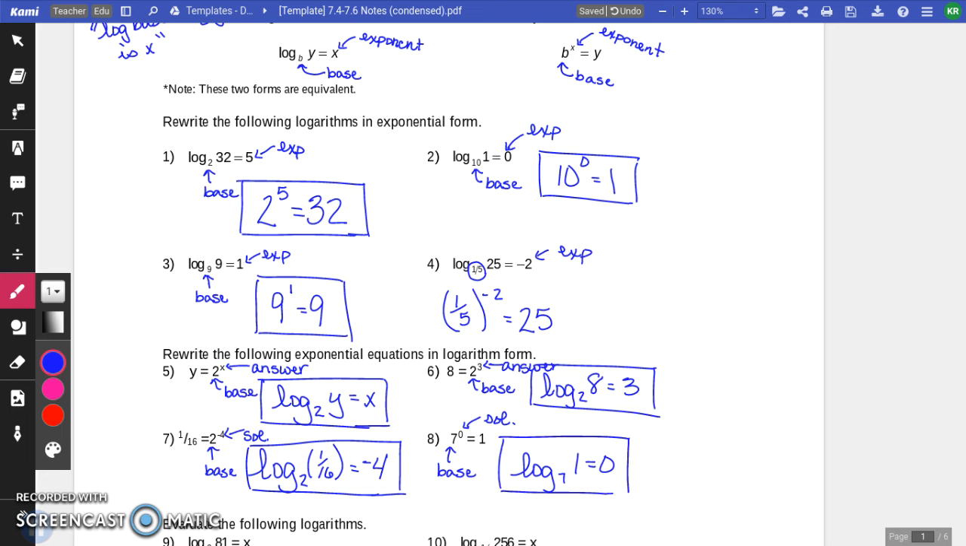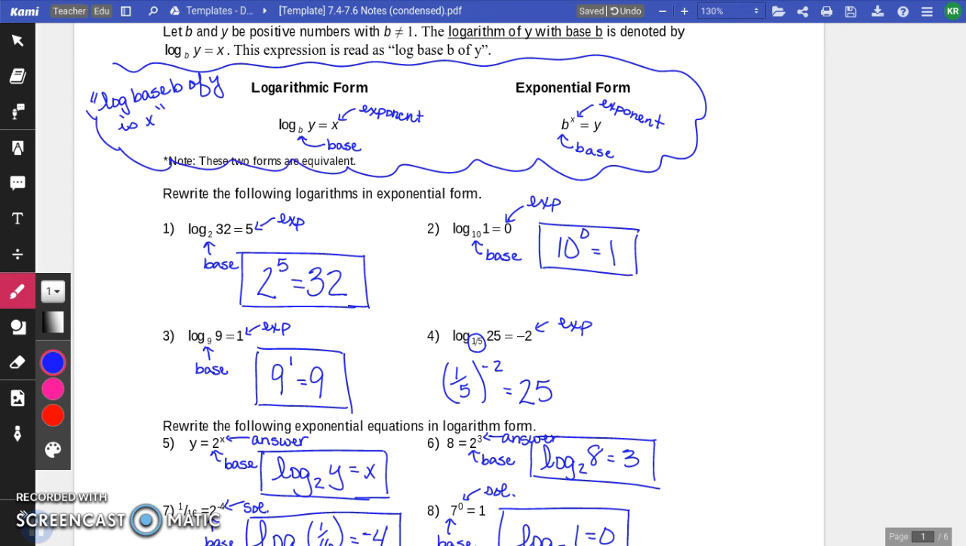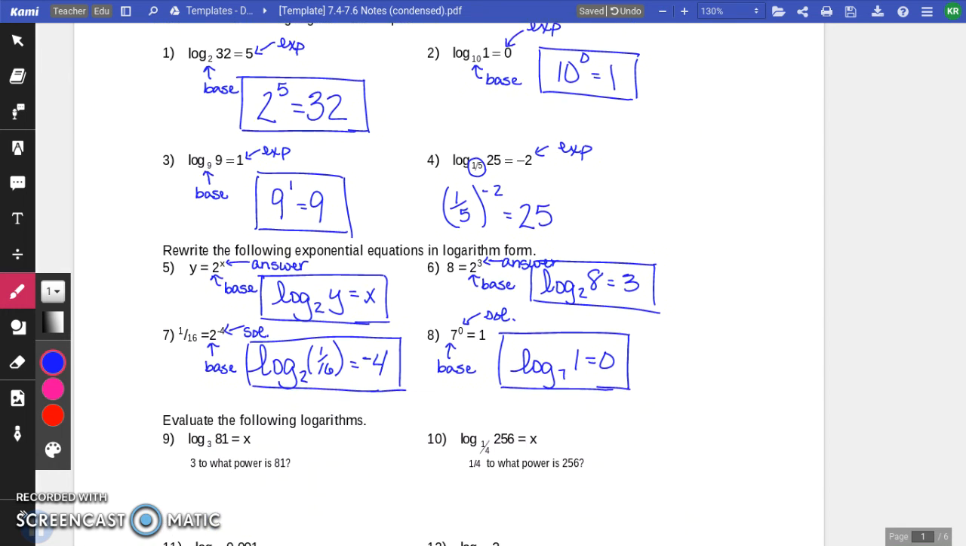Okay, so what we just spent the last few minutes doing was converting from logarithms to exponentials and then exponentials to logarithms. So you can convert back and forth. It's a similar idea to changing a fraction to a decimal, and then changing my decimal back to a fraction. You're going to need to understand and know how to convert from one form to another.